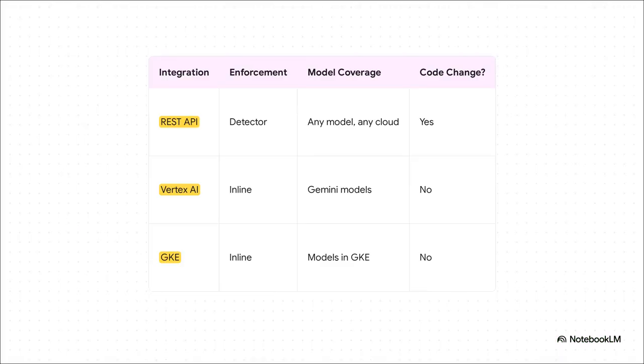Well, it's all about flexibility. If you're the kind of person who wants total control and you don't mind getting your hands dirty with code, you can use the REST API. That lets you protect literally any model anywhere on any cloud. But if you're already in the Google ecosystem, say using Gemini models on Vertex AI or running your models in GKE, it's even easier. You get that seamless inline protection with, and this is the best part, zero code changes. You just configure it, turn it on, and it just works.